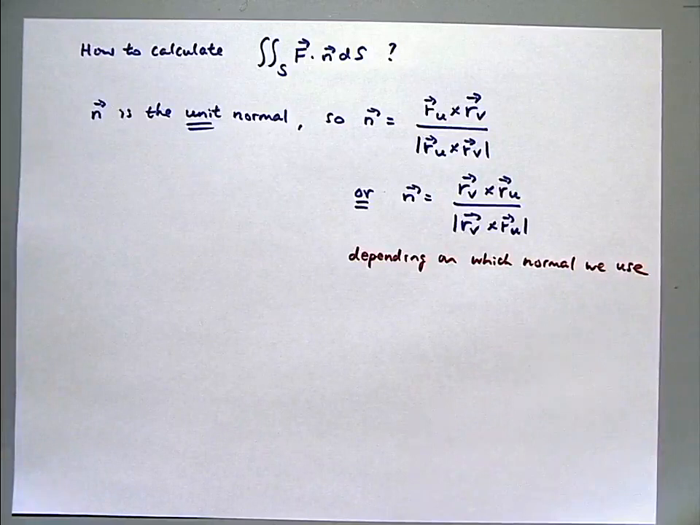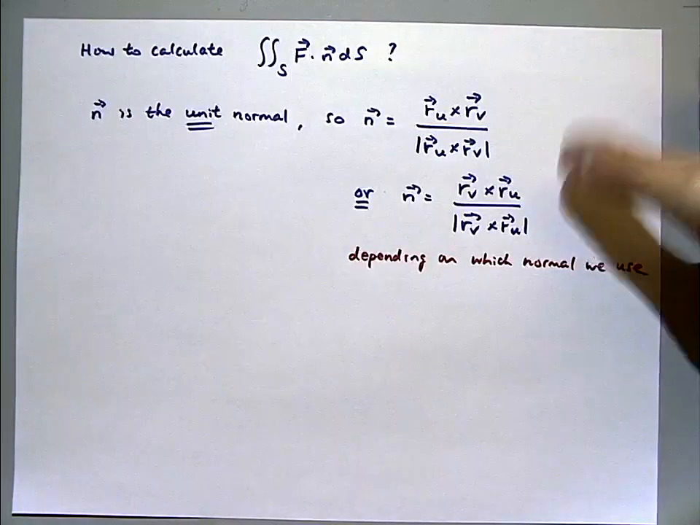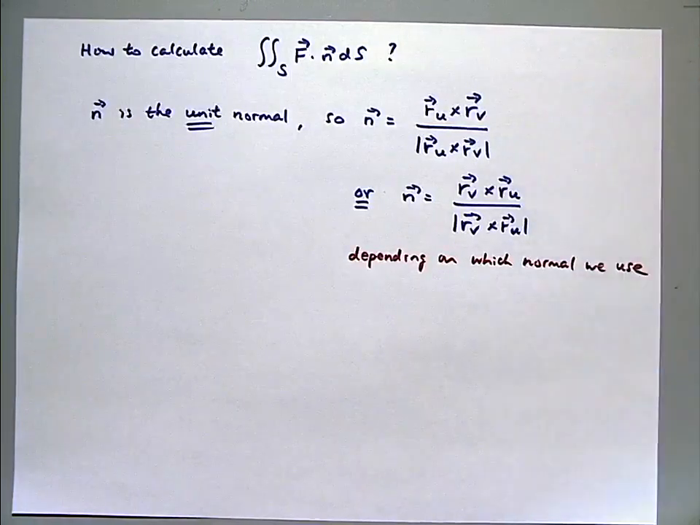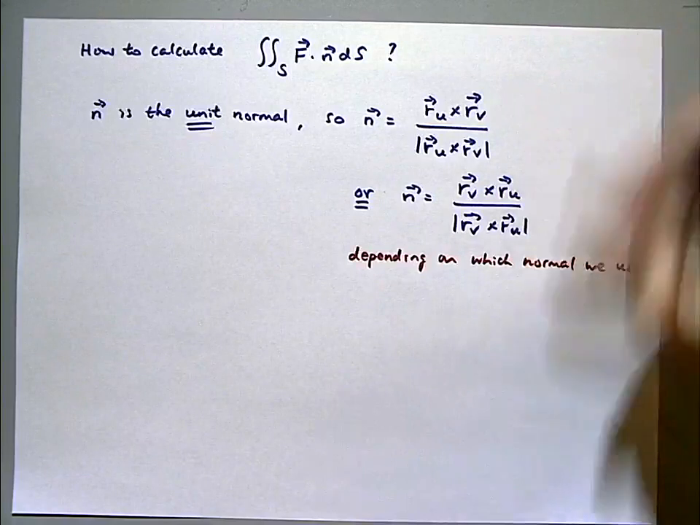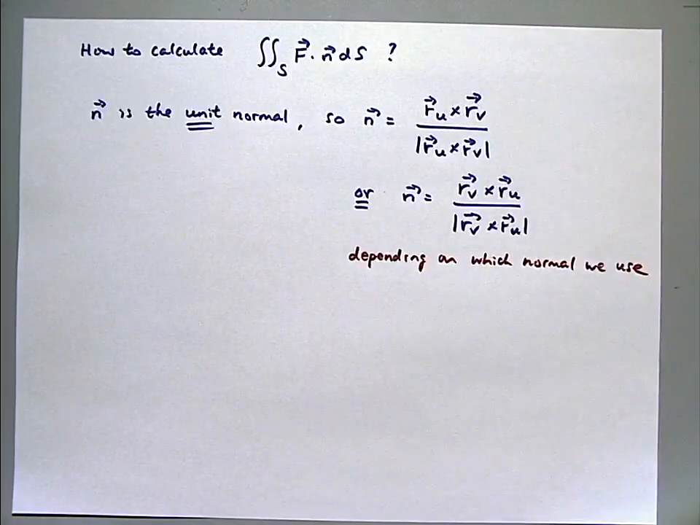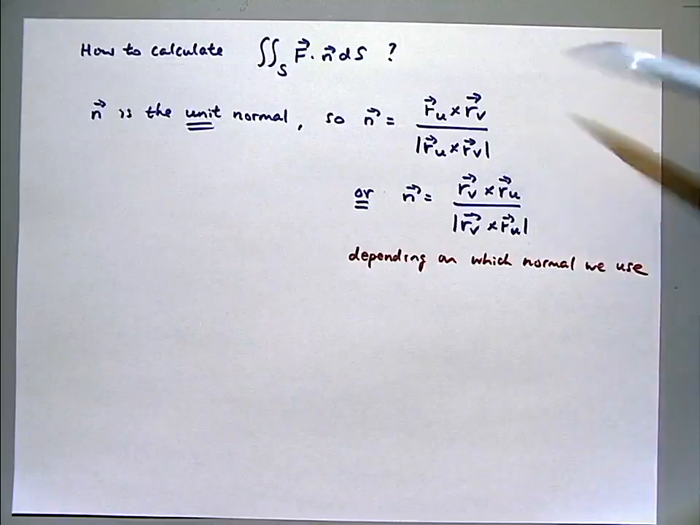And this depends on which normal vector we use. And the problem will tell you which one to use. So you got to be careful you use the right one, either Ru cross Rv or Rv cross Ru. And of course, the difference between the two is just a sign, right? So we have to be careful which one we use. But let's assume that we use the first one, okay?